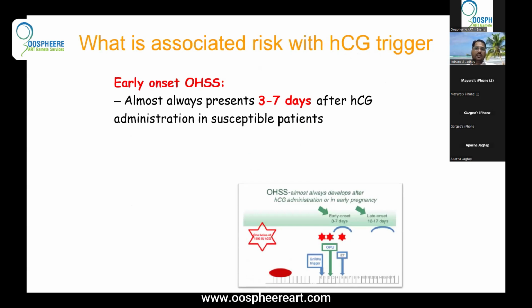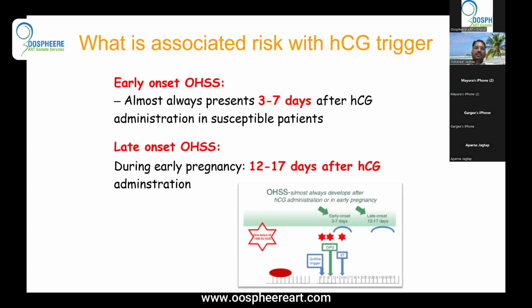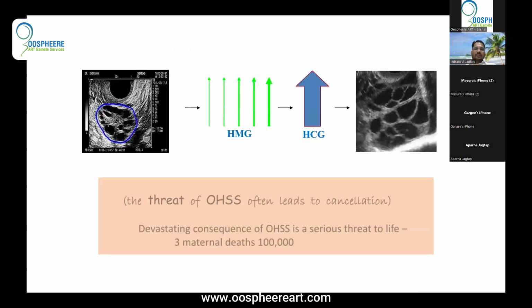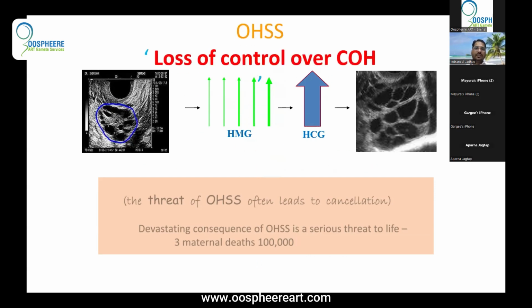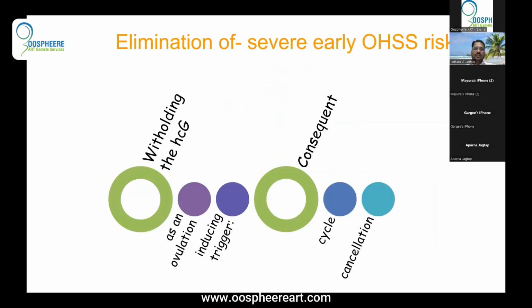It can be early onset, which may be between 3 to 7 days post HCG, or late onset, which may be 12 to 17 days after HCG. HCG is very dreadful if OHSS is severe, and here you can see that there are 3 maternal deaths out of 1 lakh just due to the complication of OHSS. That also causes loss of control over controlled ovarian stimulation. Elimination of severe OHSS can be done by withholding the HCG trigger or cycle cancellation.